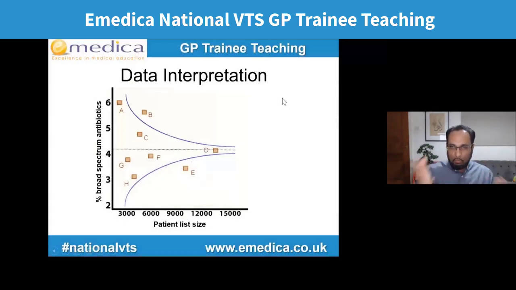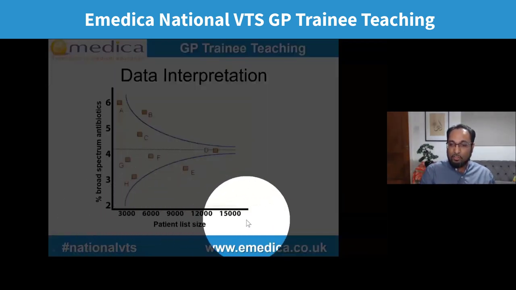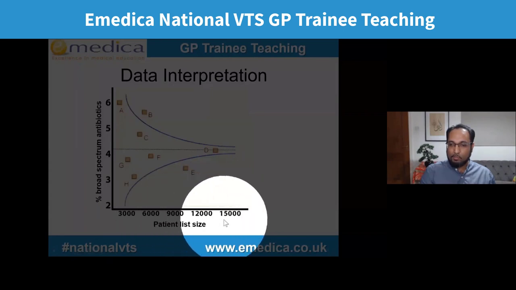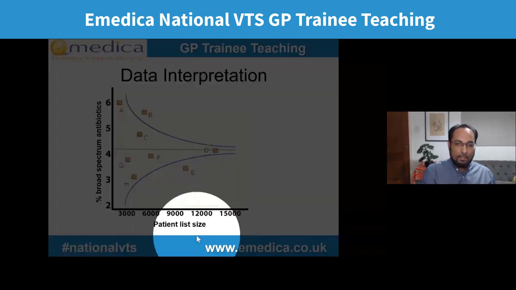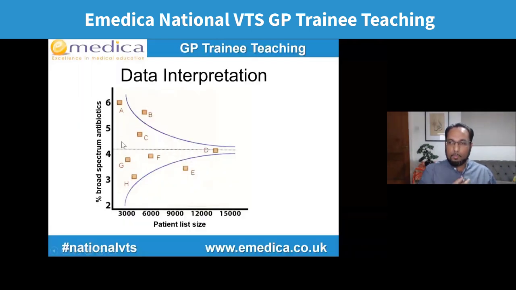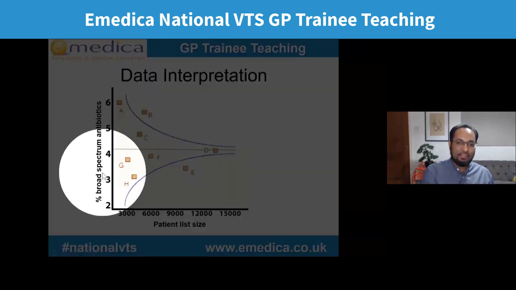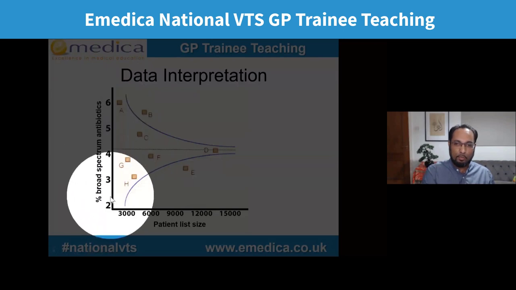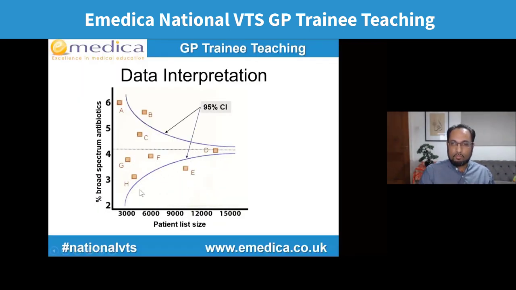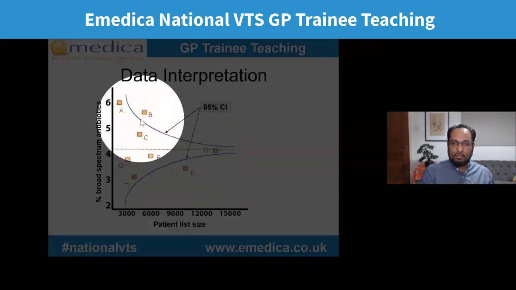So if we look at how to interpret this graph, along this axis is the patient list size. You can see as this practice gets bigger, a 15,000 patient practice, okay? The data is going to be more accurate. With a small practice, you can see a couple of percentage change can happen from just a few patients. And then this is the percentage of broad spectrum antibiotic prescribing. So this is higher percentage, this is lower percentage. Okay, so the blue lines are the 95% confidence interval.